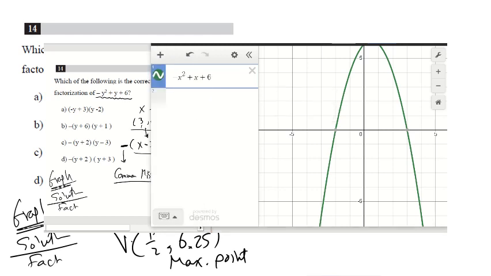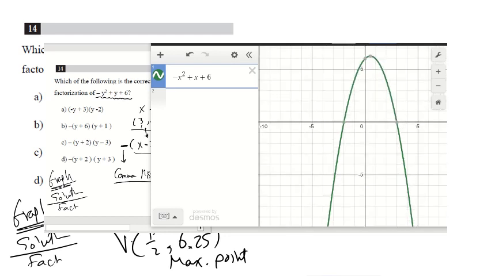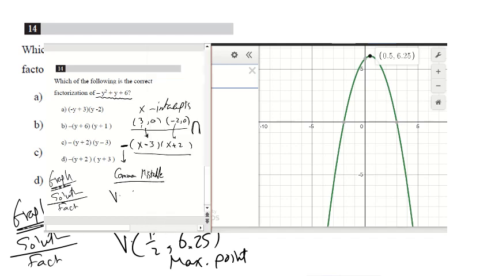And if I move down a little bit and zoom out, I will find the vertex, half and 6.25. So the vertex is half and 6.25, and it's a maximum point because it opens downward. I showed in the last slide how we can figure it out using the regular calculator, and now using the same program as in the digital SAT. My advice to you is to practice with whichever one you prefer to work with.